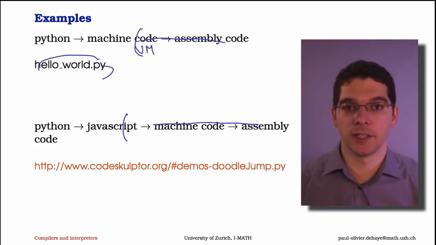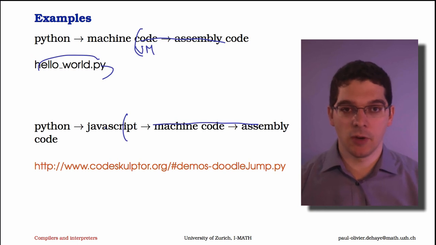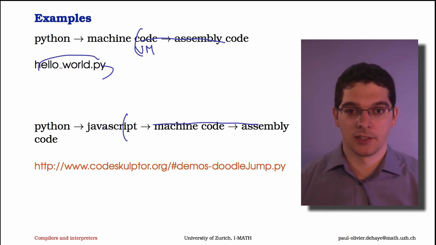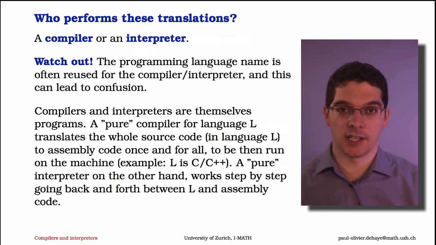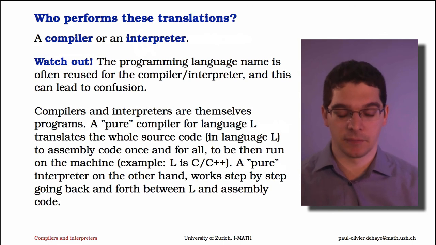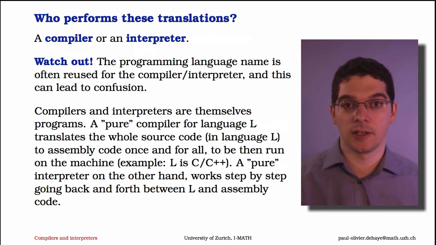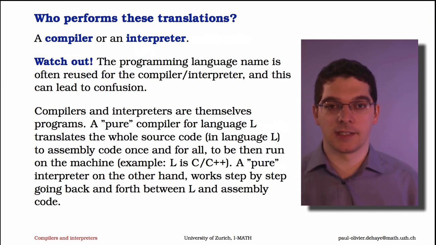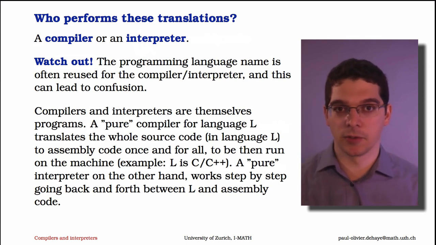So we've seen our two examples, one directly running Python or py files, and one going through JavaScript. So now we would like to look at who is actually performing those translations. And as I said earlier, I already gave it away, it's compilers and interpreters. You have to be careful when you talk about compilers and interpreters, because very often there is some confusion or at least some mixing of names that can lead to confusion.